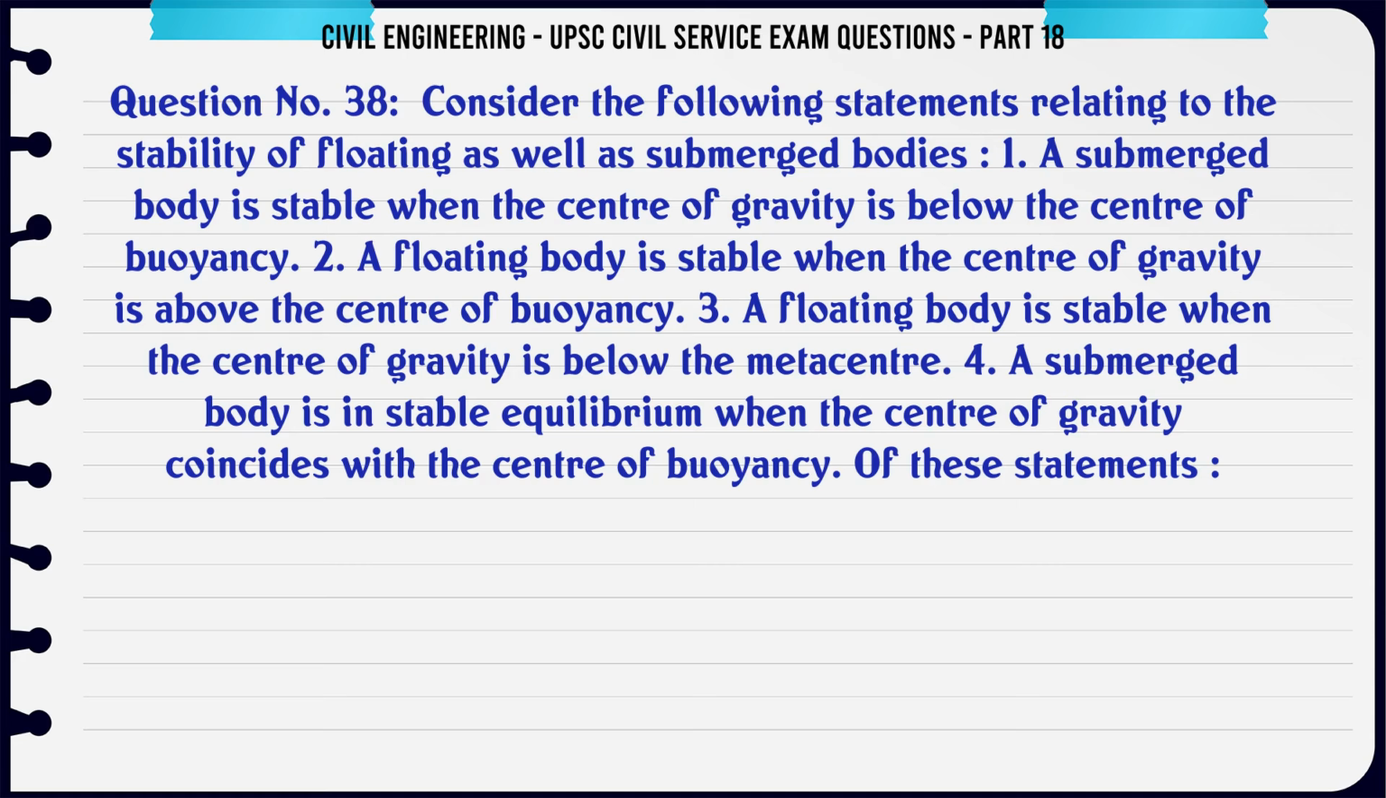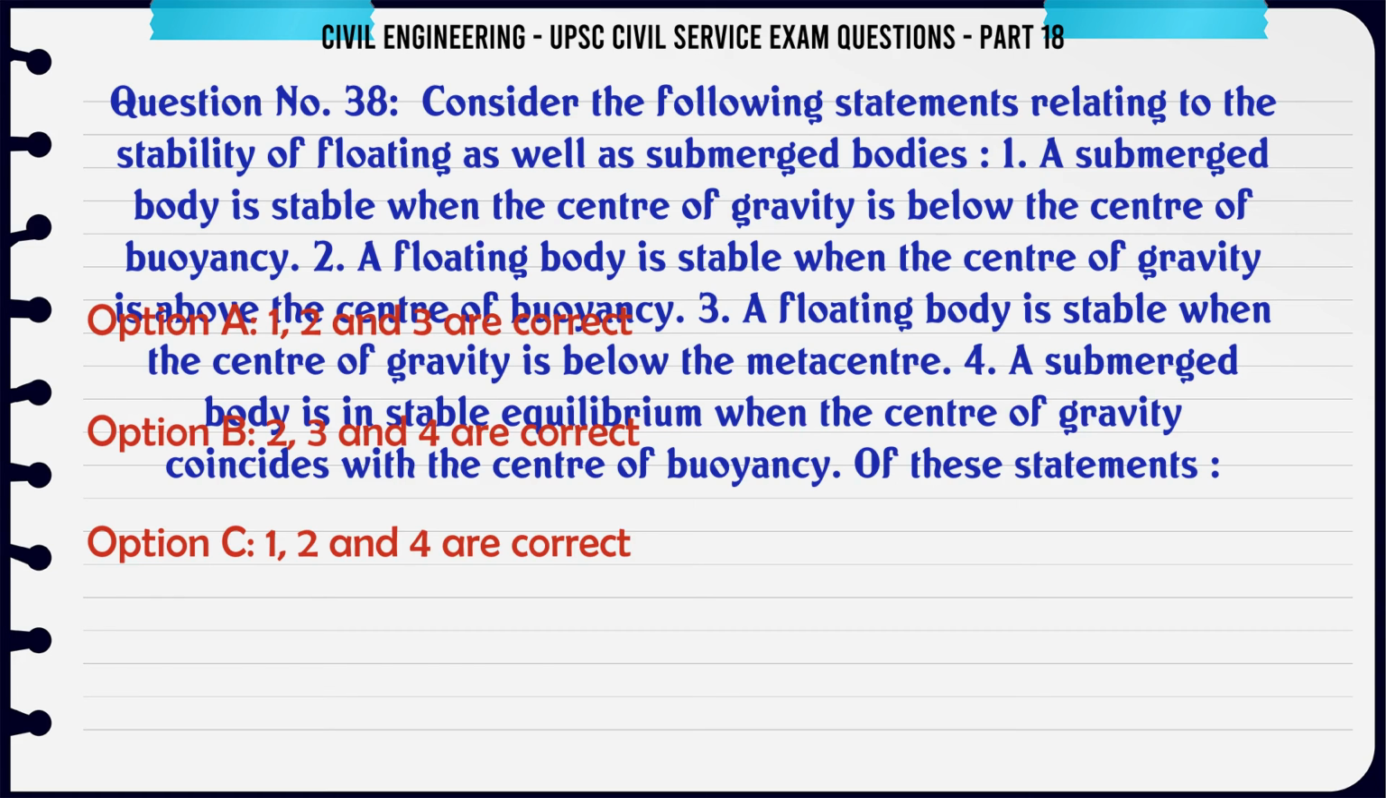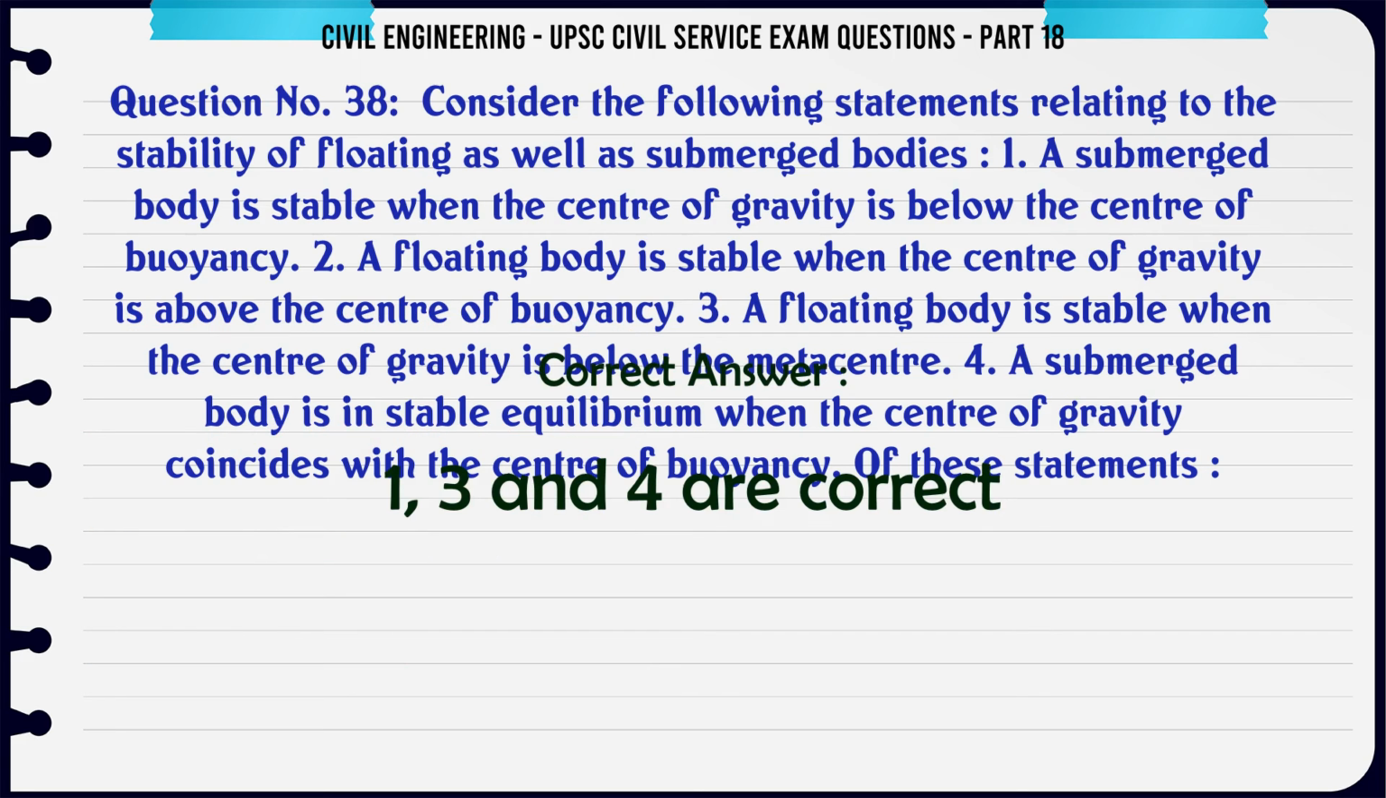Consider the following statements relating to the stability of floating as well as submerged bodies. 1. A submerged body is stable when the center of gravity is below the center of buoyancy. 2. A floating body is stable when the center of gravity is above the center of buoyancy. 3. A floating body is stable when the center of gravity is below the metacenter. 4. A submerged body is in stable equilibrium when the center of gravity coincides with the center of buoyancy. Of these statements, A, 1, 2 and 3 are correct. B, 2, 3 and 4 are correct. C, 1, 2 and 4 are correct. D, 1, 3 and 4 are correct. The correct answer is 1, 3 and 4 are correct.